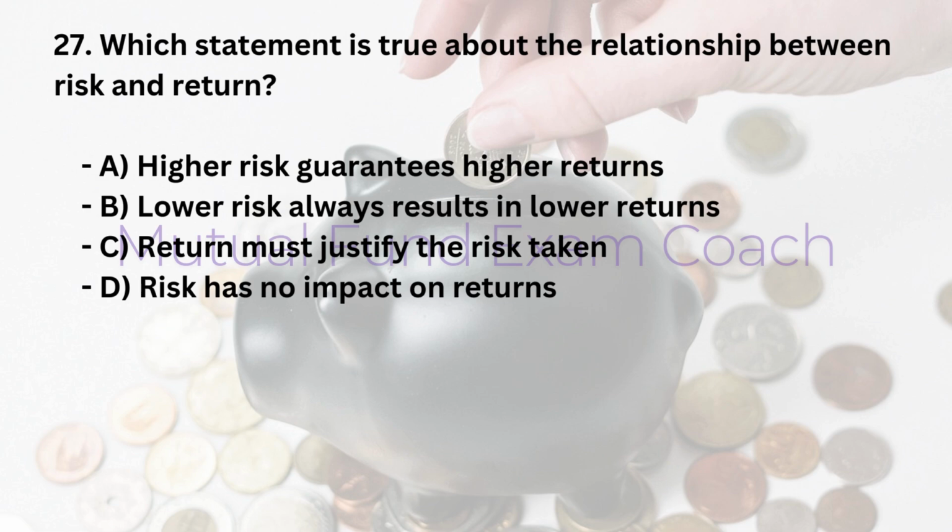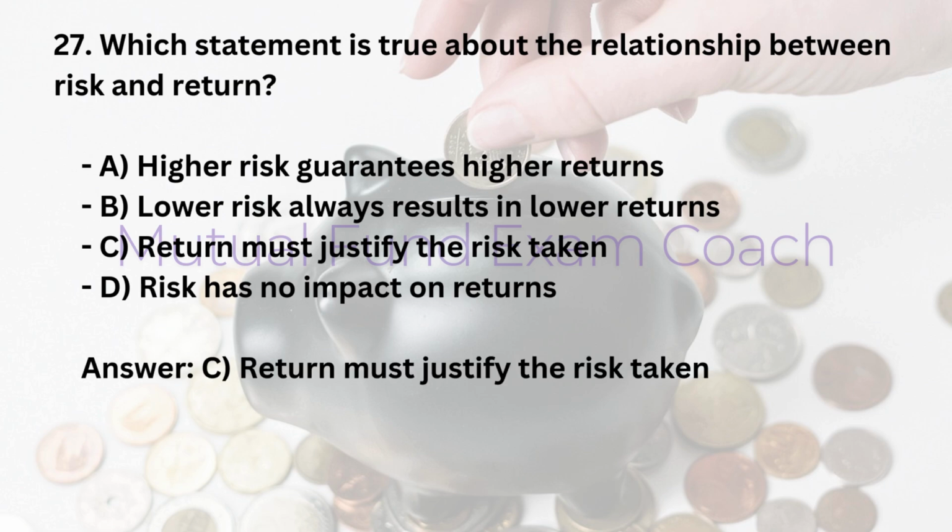27. Which statement is true about the relationship between risk and return? A. Higher risk guarantees higher returns. B. Lower risk always results in lower returns. C. Return must justify the risk taken. D. Risk has no impact on returns. Answer: C. Return must justify the risk taken.